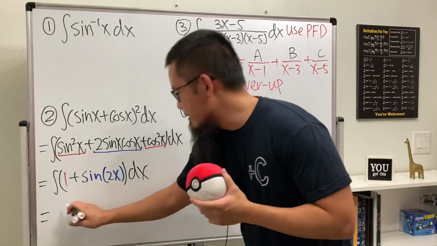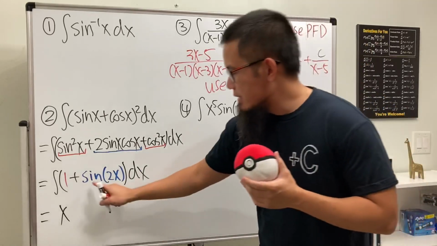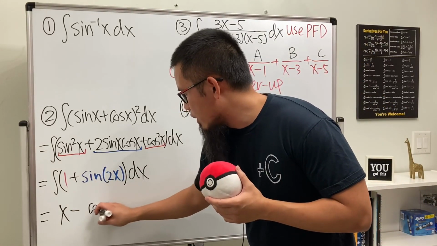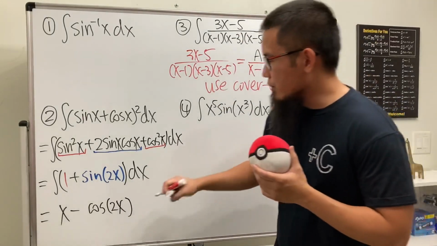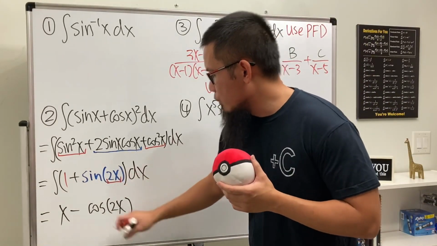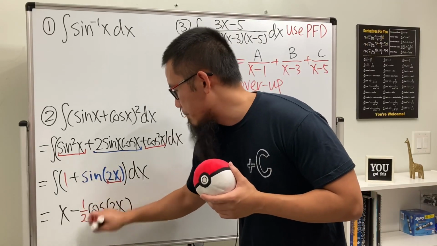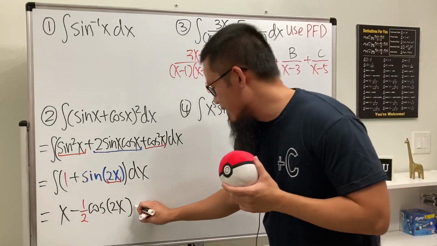Integral of 1 in the x world is just x. Integral of sine is negative cosine, and then the input stays the same. But remember, we will have to divide by the derivative of the input, which is the 2. So we will just multiply by 1 over 2, just like that, and then we're done, plus c.